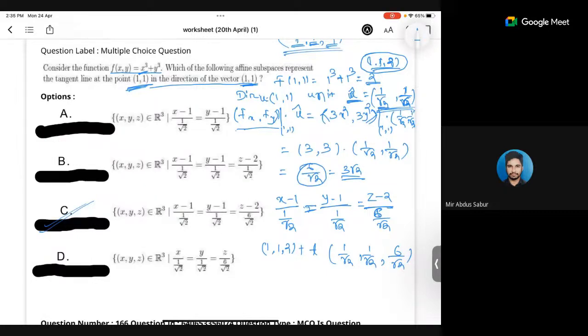So you can write this also this way, like 1 plus t by root 2, comma 1 plus t by root 2. You got it? So x of t is equal to 1 plus t by root 2. y equal to 1 plus t by root 2. z of t will be 2 plus 6t by root 2. So first will be x, second will be y, and third will be z. So is this clear to all of you? Yes, it's clear.